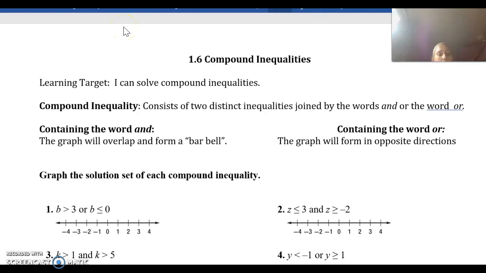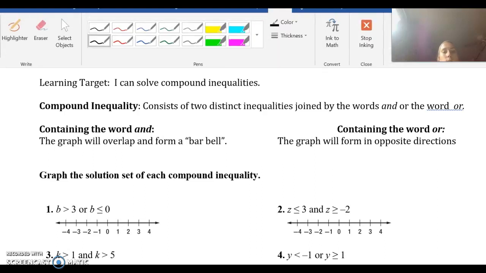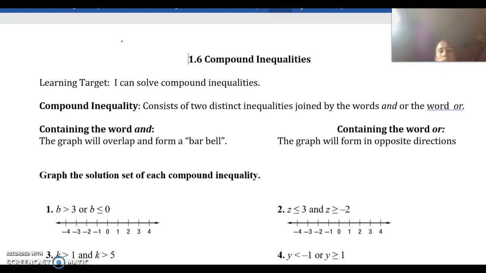Hey guys, today we are going to be learning about compound inequalities. Yesterday we were learning about solving inequalities by one, two, and multi-step solutions. So a compound inequality consists of two distinct inequalities joined by the word "and" or the word "or".